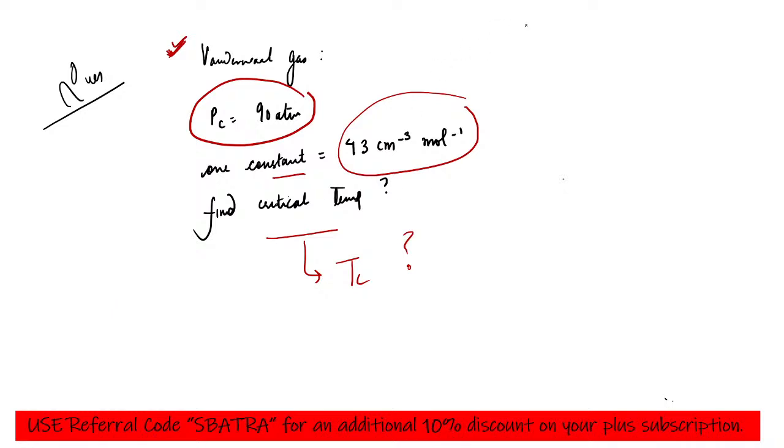All right, okay. So for a van der Waals gas, what is the expression for critical temperature? The expression is 8A by 27 RB. This is your expression of critical temperature. We have been given one constant only, that is 43 centimeter cube mole inverse. So we have a volume factor over here, centimeter cube factor, mole inverse.